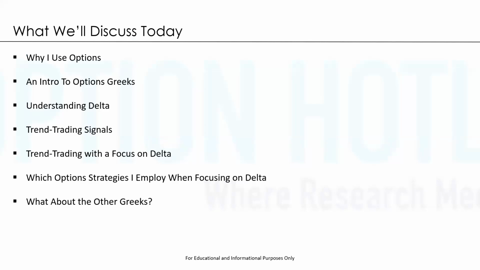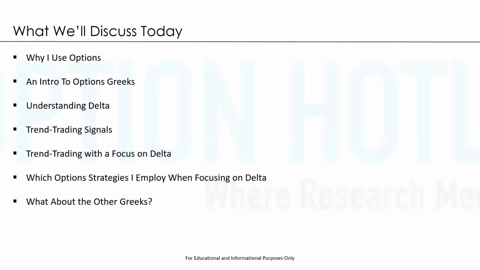Speaking of time, we do have a number of things to talk about today. So I always want to introduce why I use options in the first place, because everybody always tells me, well, the simplest thing is to buy stock. And they're absolutely right. Stock is the simplest, but is stock the best? There are reasons to use options.